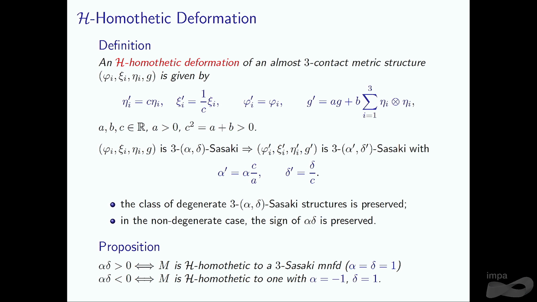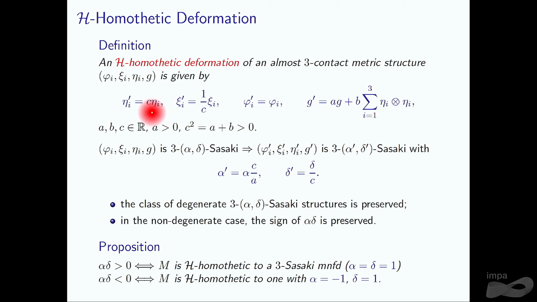And now there's a reason why I call these positive, negative, and degenerate free alpha delta Sasaki manifolds, because there's an easy homothetic argument behind it. You can define, as a basically straightforward generalization of D-homothetic deformations, which one uses in almost contact geometry, an H-homothetic deformation, H in the sense of the horizontal space, right?